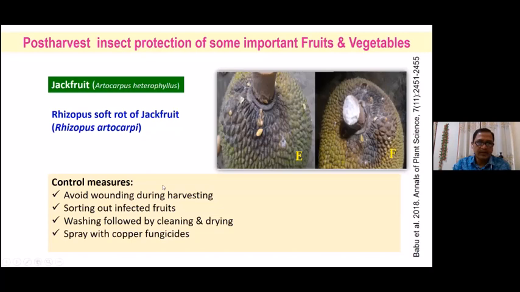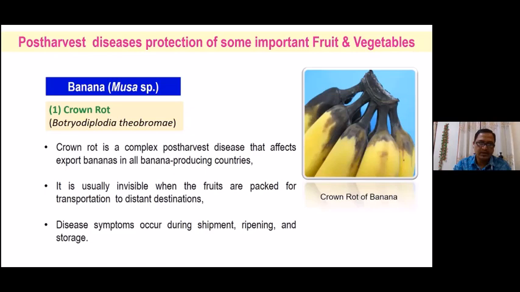Then the most important commercial crop is banana. Banana is infected by various kinds of organisms during storage. And here is crown rot, shown at more critical stages. This crown rot is a complex post-harvest disease, because at the initial stage it is usually invisible, but the fruit is rotten after a couple of days. So this symptom usually occurs after shipment or storage. At harvesting time, it is not possible to see. Therefore, we need to be careful during harvesting, as well as during cultivation of these crops.